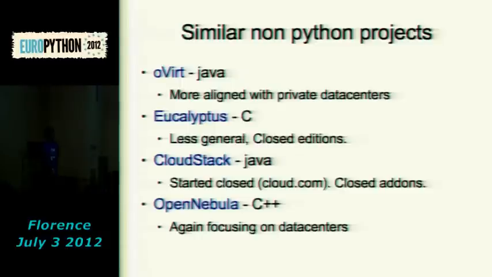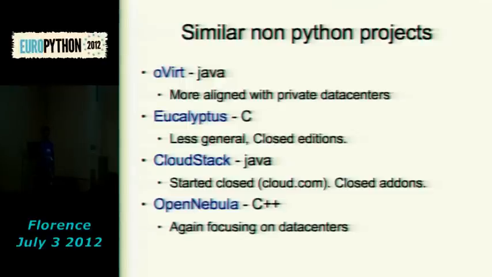Similar non-Python projects, so projects similar to OpenStack, it's worth giving them a quick mention. oVirt is implemented in Java. That project is worth a look. Actually, it's very polished, but it's more aligned with private data center applications. So it concentrates more on stuff like live migrations and applications like that.